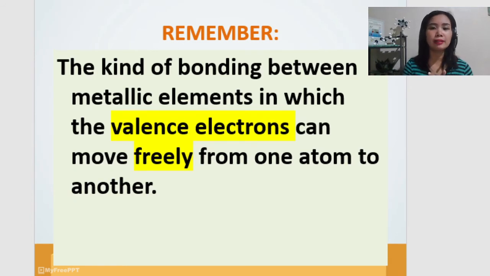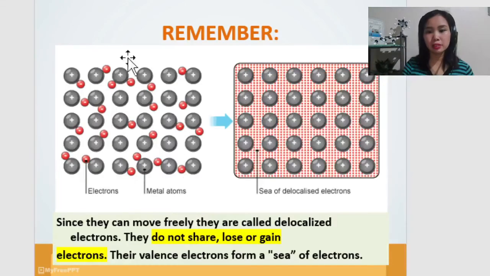And in this kind of bonding between metallic elements, the valence electrons can move freely. Okay, so what we have here is another diagram that shows the delocalized electrons in our metallic bond. They do not share, they do not lose or gain electrons. They form a sea of electrons.